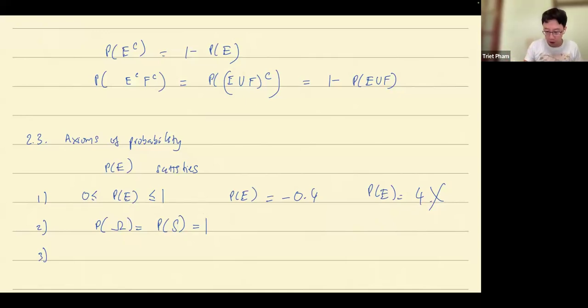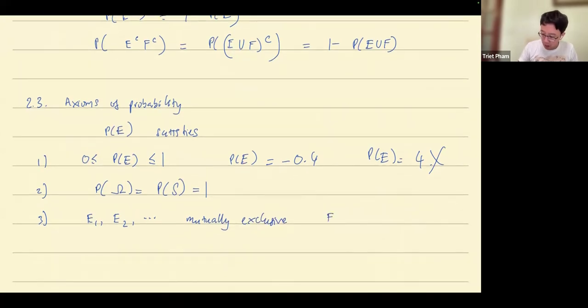It says that if you have a collection of mutually exclusive events, and what do we mean by mutually exclusive? What it means is that all these events have nothing in common. This is the notation for the empty set. So you take any two sets, they have nothing in common. Then the union of these, you take the probability of it, is the sum of the individual probabilities.